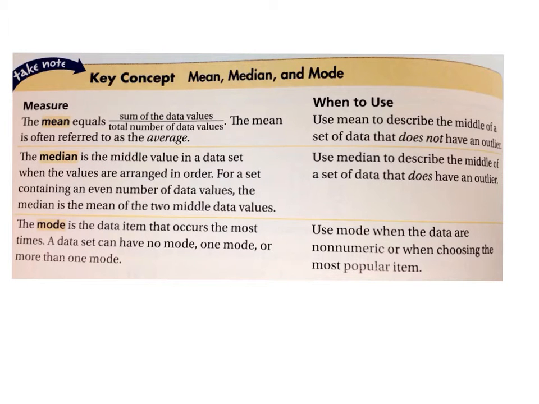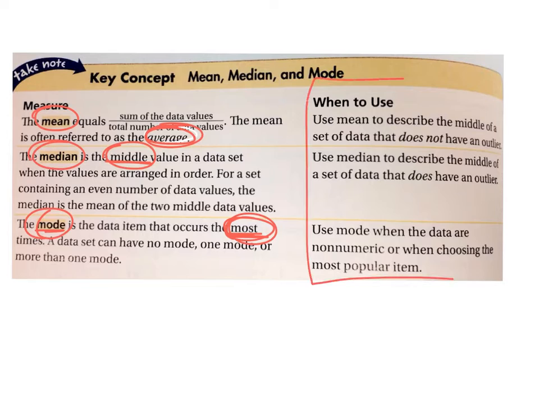So the mean, of course, refers to the average. The median is the middle. And the mode is the one that occurs the most. Mode, most. Median, middle. Mean, average. Okay? Those are the key words. And then this part, we'll do this on the foldable. All that goes into the foldable.